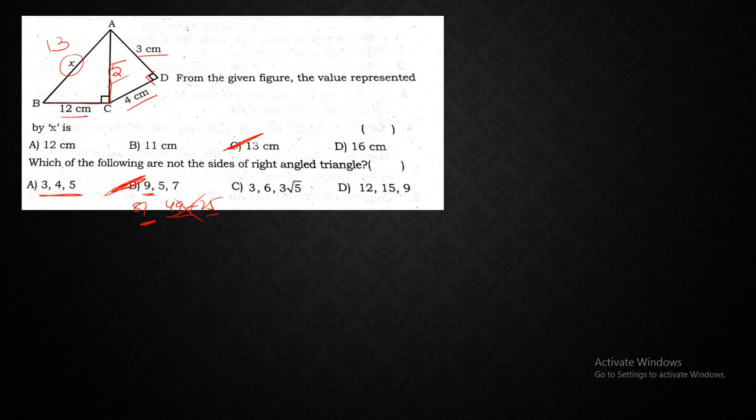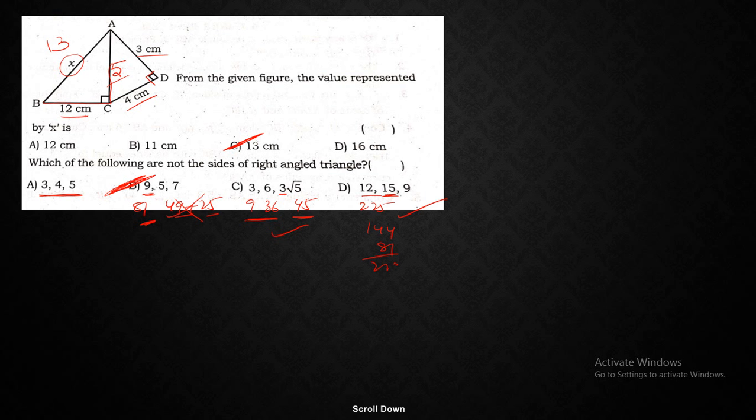Next, if I want to check this, 3 square 9, 6 square 36, 3 root 5 square is 45. So 36 plus 9 is 45. So it is satisfying. Next, 9, 12, 15. So 15 square is 225. Next, 12 square 144 plus 81 is 225. So this is also satisfying. So the sides which are not satisfying the right angle triangle is 9, 5, 7.